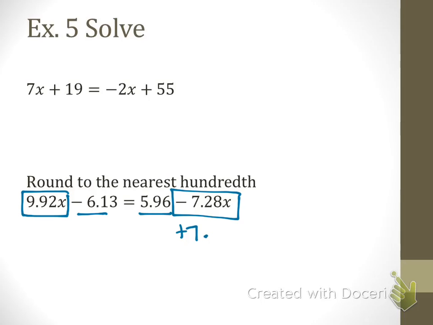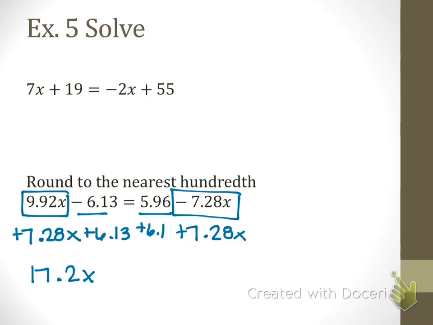Exactly. Make it a positive and move it over. So I put plus 7.28x. Add 9.92 plus 7.28. And I get 17.2x. All right. Then what would I do, Devin? Perfect. Add 6.13 to both sides, and I do 5.96 plus 6.13, and I get 12.09. Now what would I do?